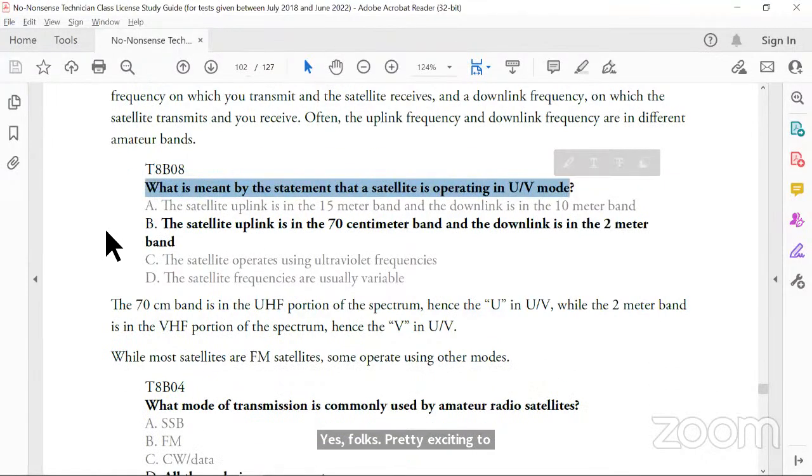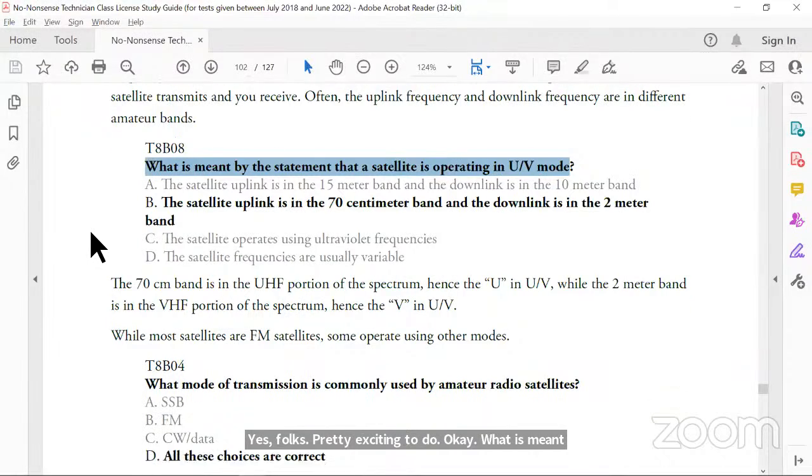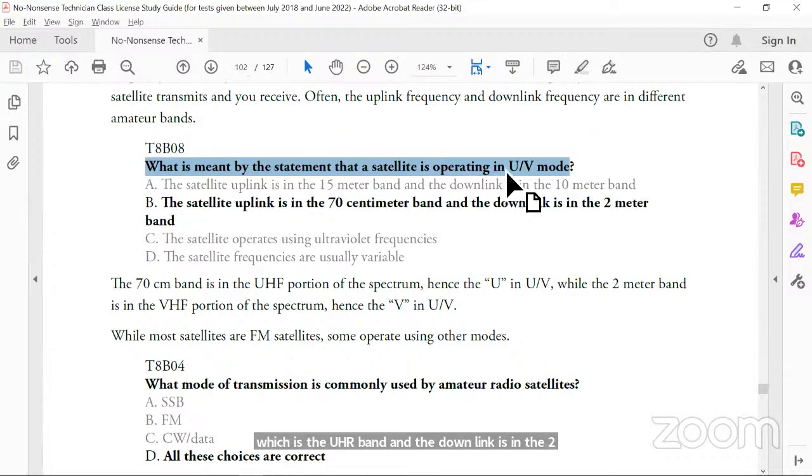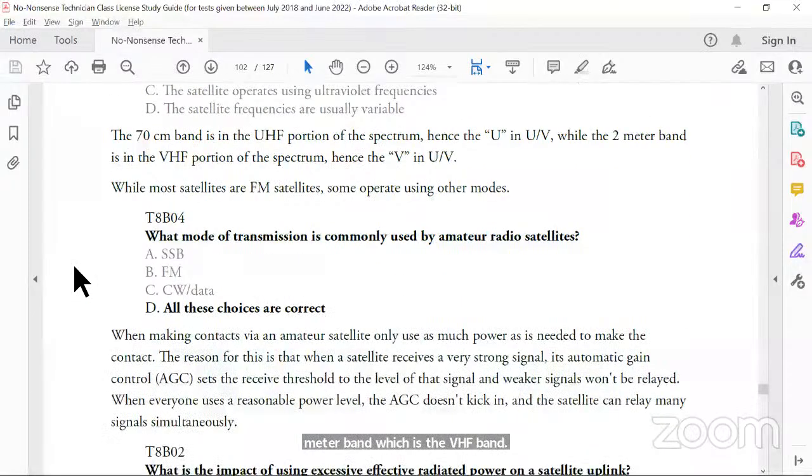What is meant by the statement that a satellite is operating in UV mode? It means that the satellite uplink is in the 70 centimeter, which is the UHF band, and the downlink is in the 2 meter band, which is the VHF band. That's how you get the U and the V from. The U stands for UHF, the V stands for VHF.